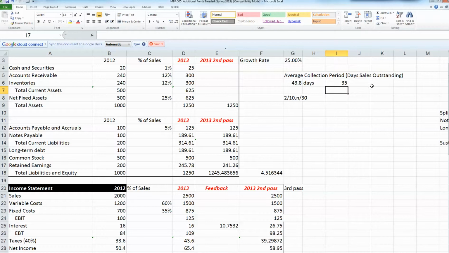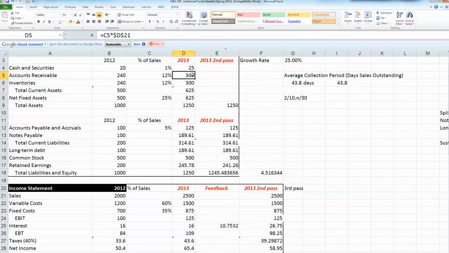And actually, I'm not going to type 35 there. What I'm going to do is input the same equation that I did for G6, but relative to 2013, not 2012. So if I follow the same 12% of sales policy for accounts receivable, and they do go up to 300, my average collection period would be the 300 divided by 2013 sales divided by 365. So my average collection period in 2013 would be the same as 2012.